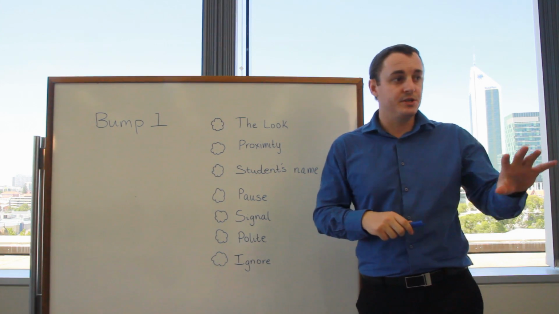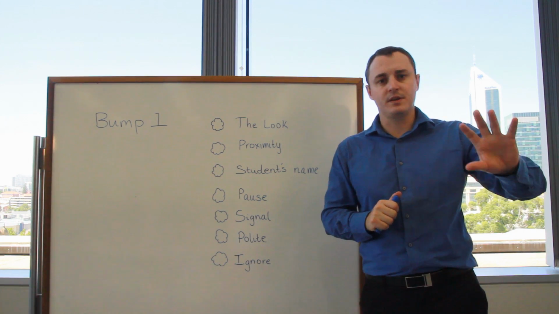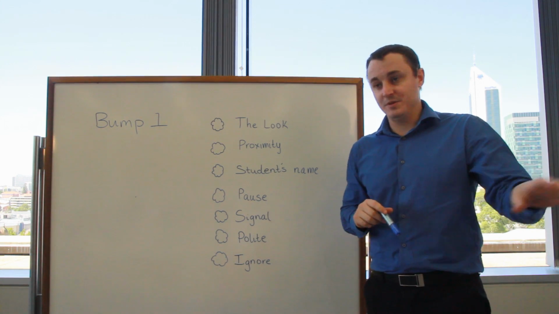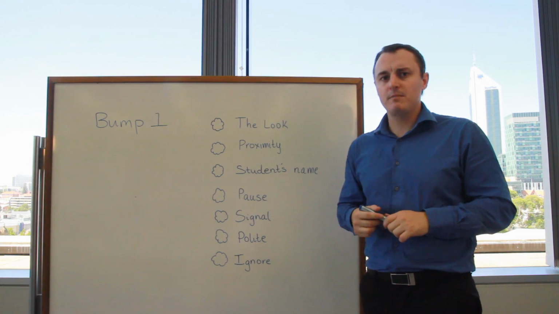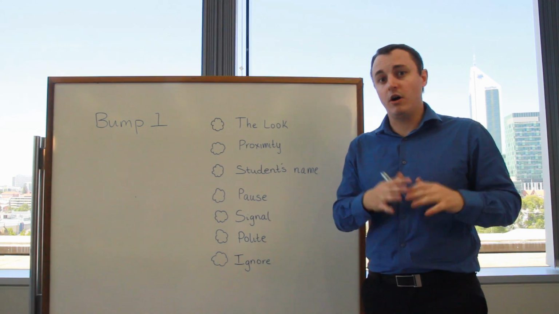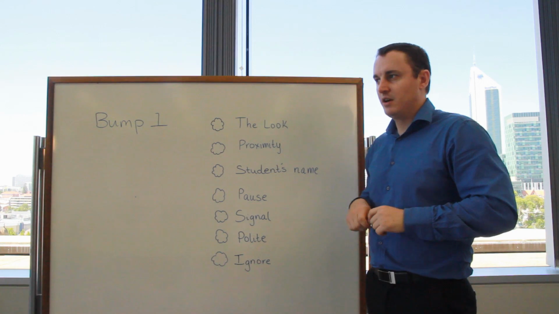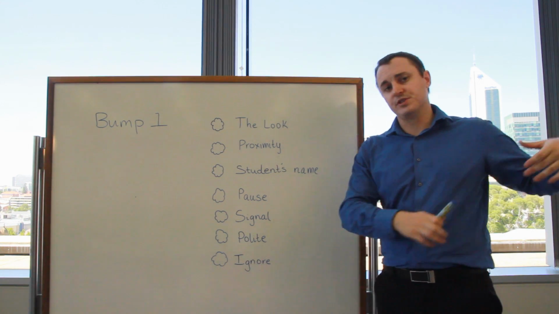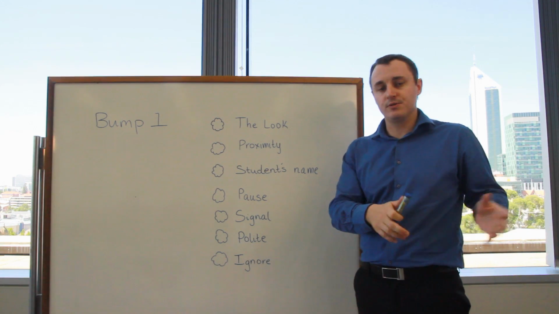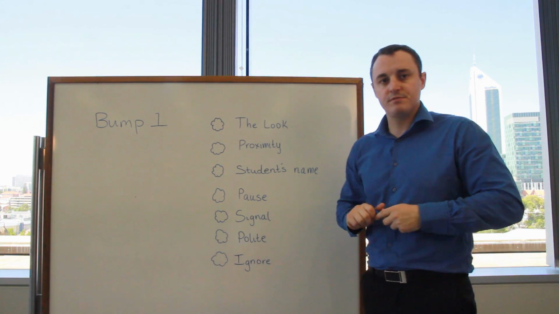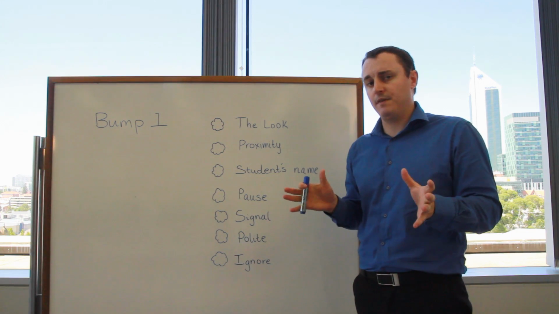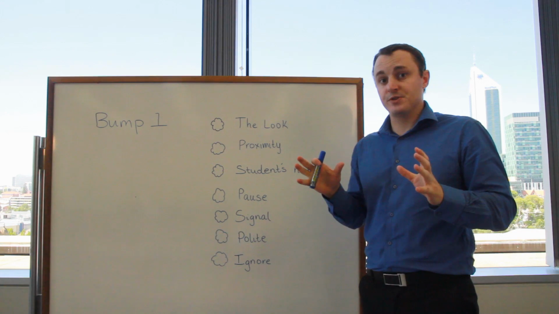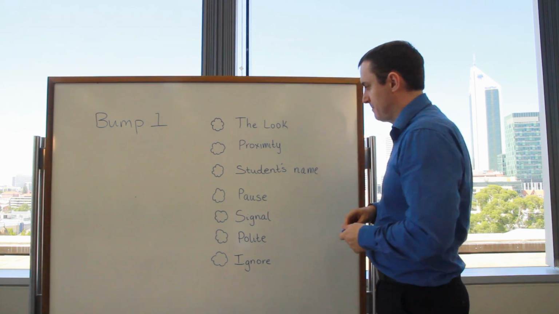The look is quite simply just a bit of a stare. Nothing aggressive, nothing too serious, just enough to let the student know that they're misbehaving. Proximity. Proximity means hovering in the general area of wherever the students are most likely to misbehave. If the student over there is continuing to talk, you may want to just stand behind them or in that general vicinity. Proximity works really well, and you should think carefully about where you position yourself in the classroom in relation to students that are most likely to be off task.